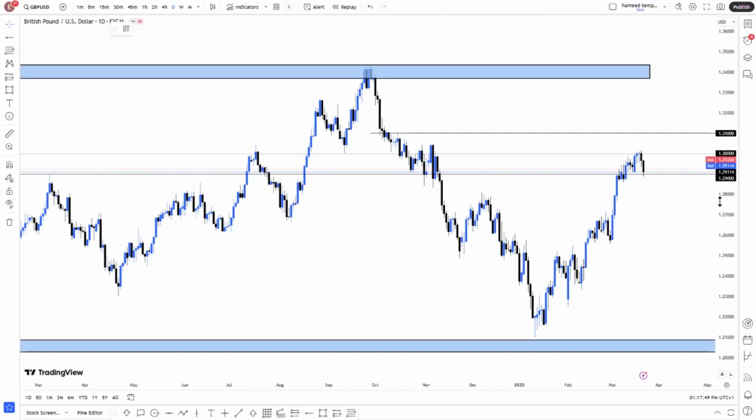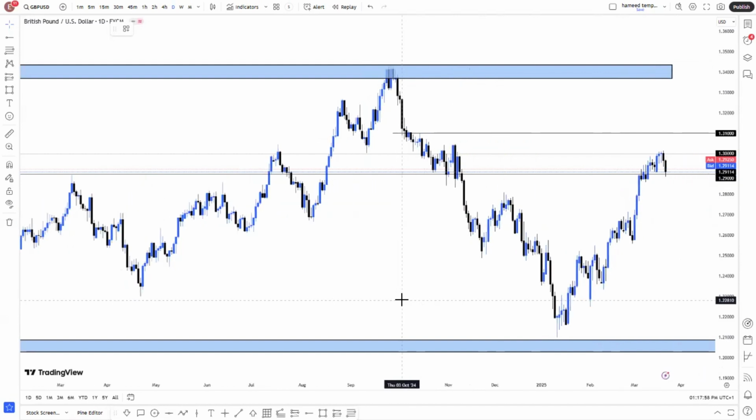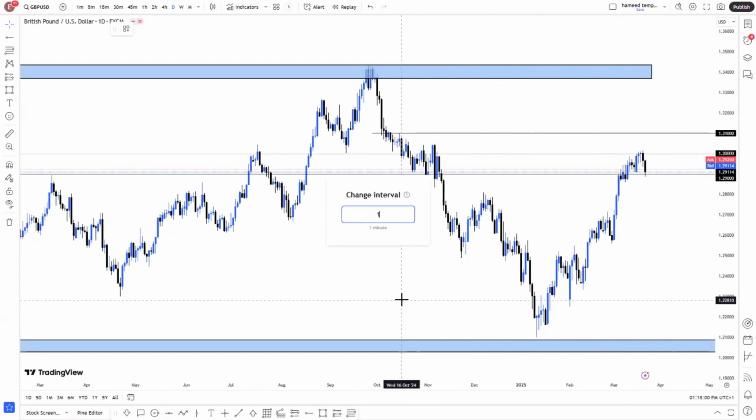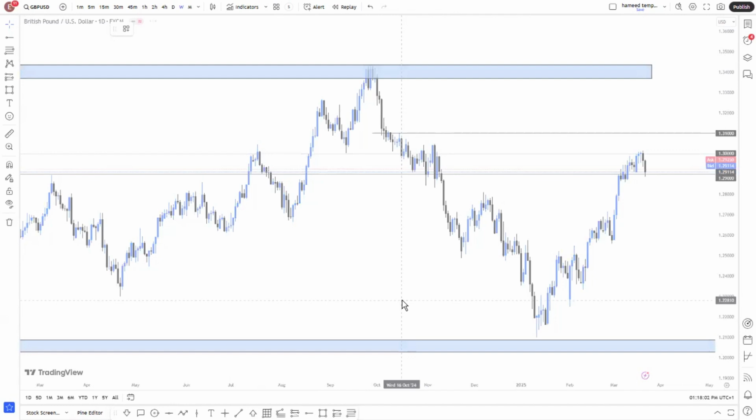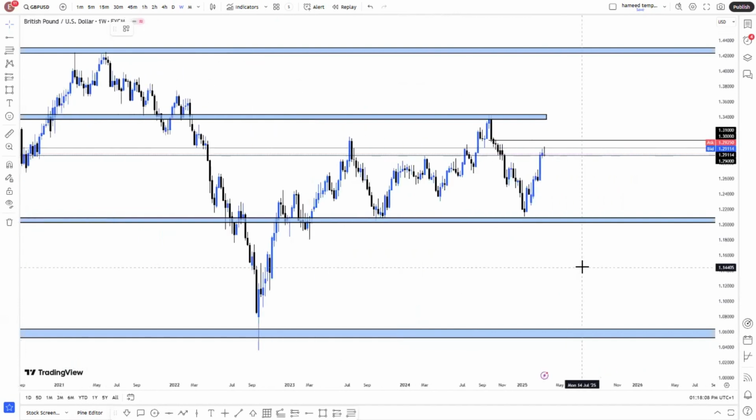This is GBP USD on the daily time frame. But we're not going to start from the daily time frame. Let's go to the weekly time frame because we are in a new week. So going to last week, what do we have on the weekly time frame here?